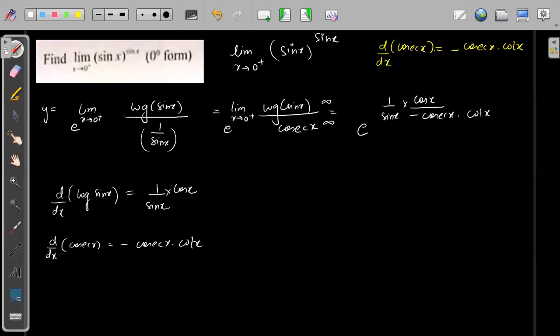Right? When you figure this out, let's see. This will be cos x, and this is cot x. Cot x is cos x by sin x, right? This is cosec x, so this is into sin x. Sin x will get cancelled with sin x, cos x will get cancelled with cos x. So this is e to the power minus sin x. As x tends to 0 plus, sin x will become 0. So this will become e to the power minus 0, which is nothing but 1. So the limit of this one is 1.